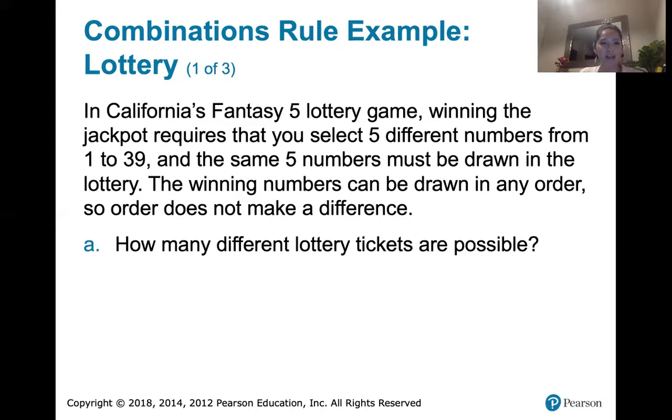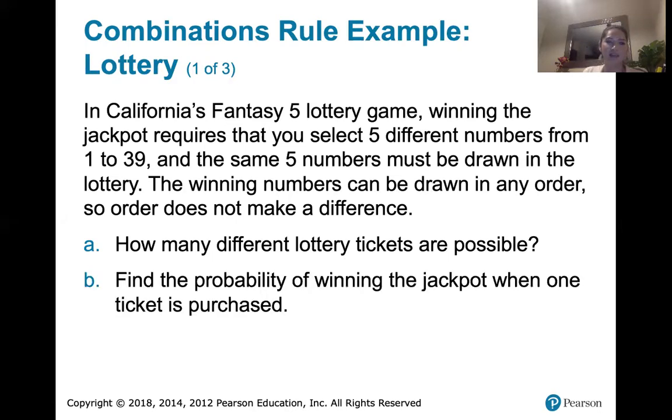In part A, it asks how many different lottery tickets are possible if buying a lottery ticket means choosing 5 numbers. And then in part B, it asks, find the probability of winning the jackpot when only 1 ticket is purchased. So let's do this on paper. Let's do it intuitively, and then we will look at the formula and show that the formula gives us exactly the same thing.